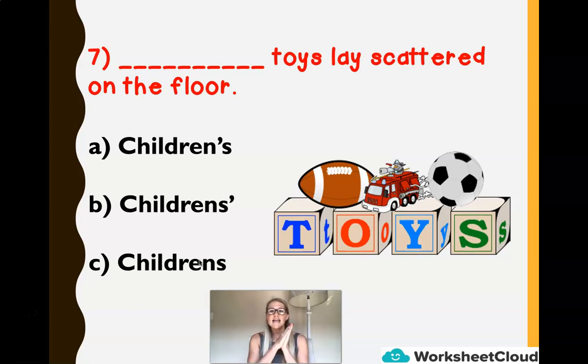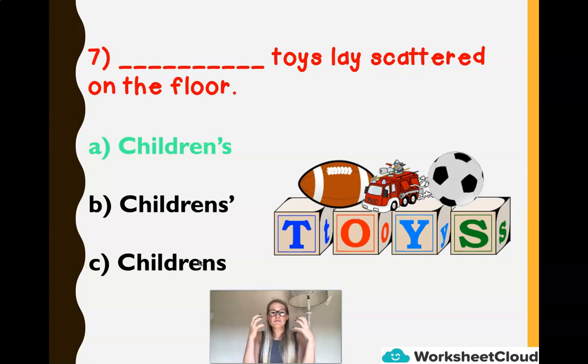Right. Number 7. Children's toys lay scattered on the floor. Which children's is it? Is it apostrophe S for A? Is it children's apostrophe at the end for B? Or is it C, children's no apostrophe whatsoever? And you guessed it, it is A. Children's toys lay scattered on the floor.